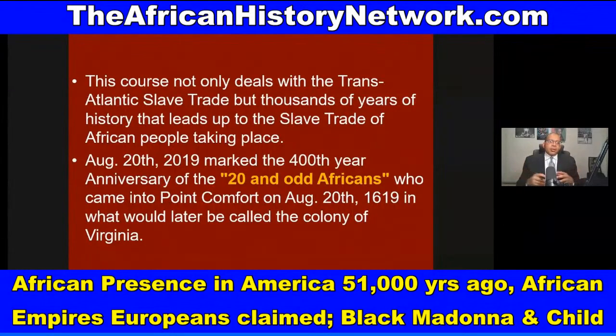This course not only deals with the transatlantic slave trade, but thousands of years of history that leads up to the transatlantic slave trade taking place. August 20th, 2019 marked the 400th year anniversary of those 20 and odd Africans or 20 and odd Negroes who came into Point Comfort, August 20th, 1619, in what would later be called the colony of Virginia. Now, this is on the White Lion pirate ship, which was an English pirate ship.